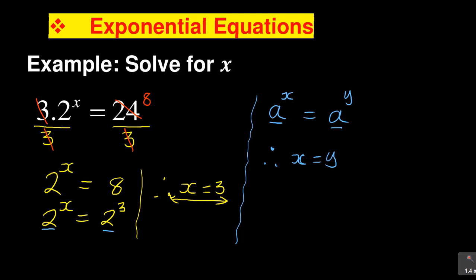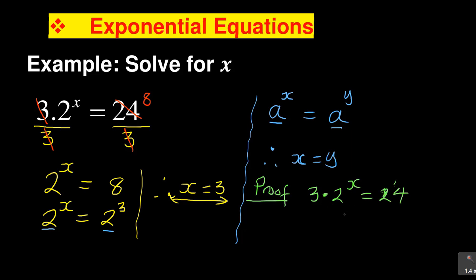Now you can quickly prove your answer in this case. If we say proof, just to check if you're correct, we are given 3 dot 2 to the exponent x is equal to 24.